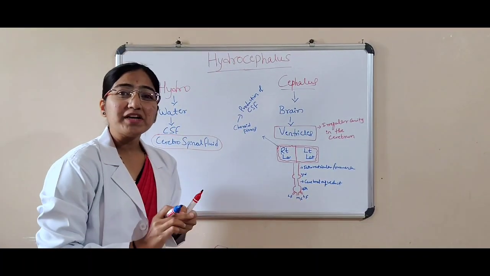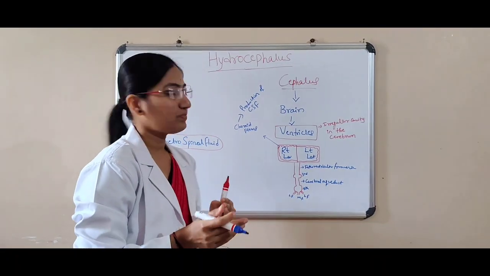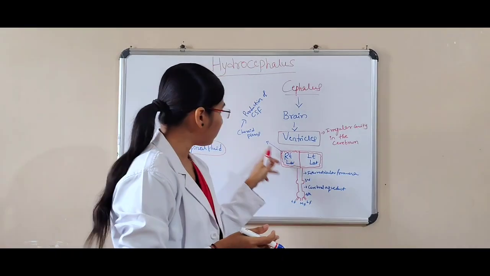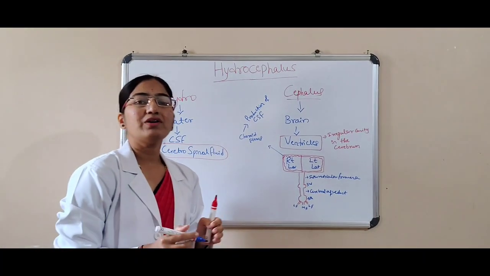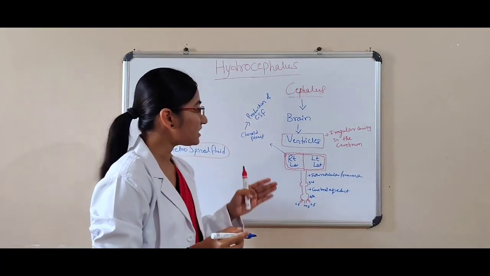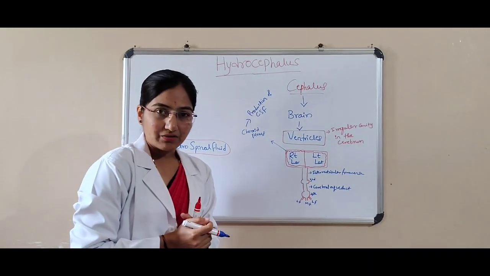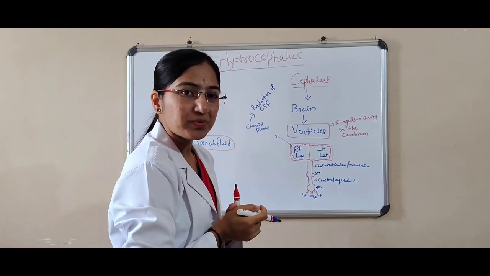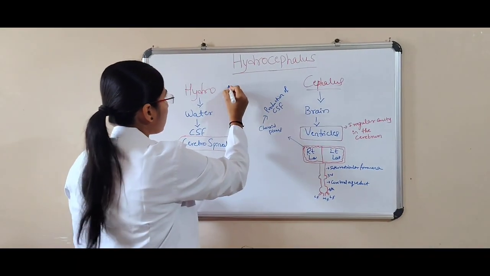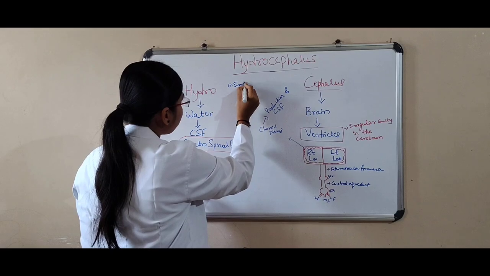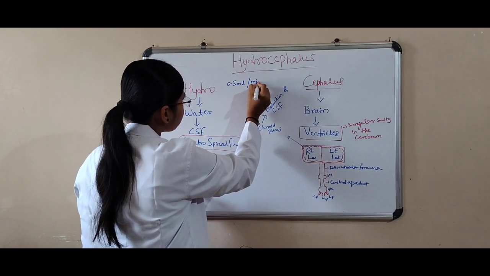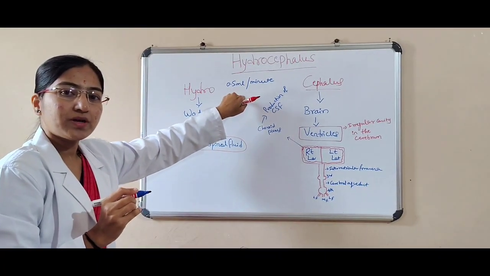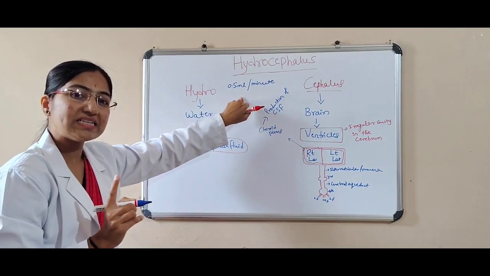Now we will see the speed of production of CSF. CSF is produced in the ventricles, and now we will see the speed. What is the speed of production of CSF? CSF production speed is 0.5 ml per minute, and per hour it is 30 ml.